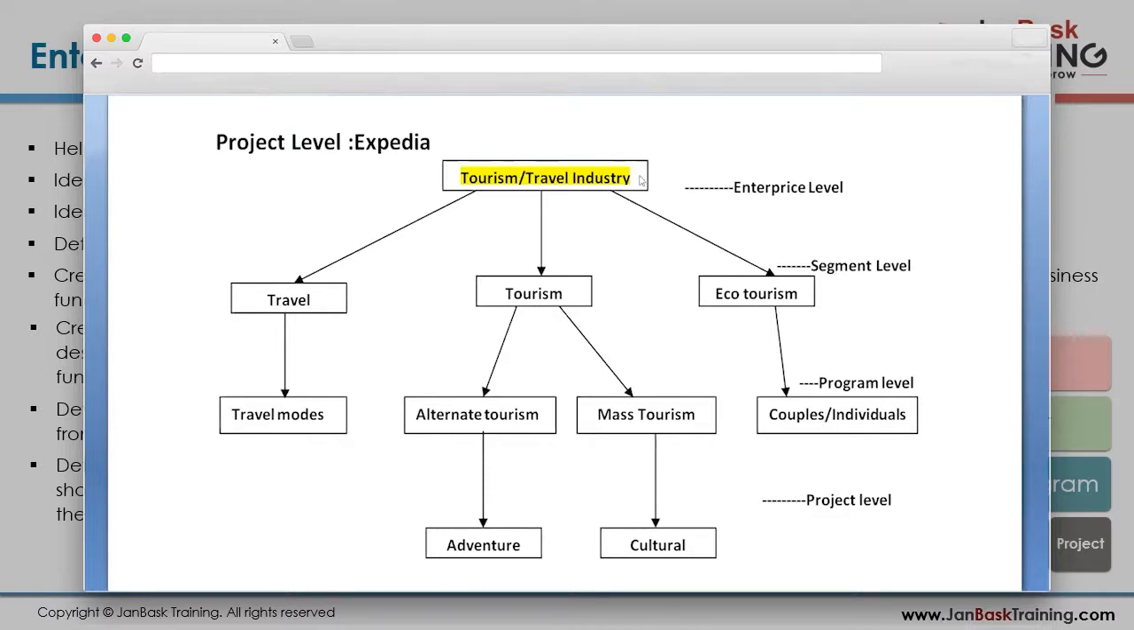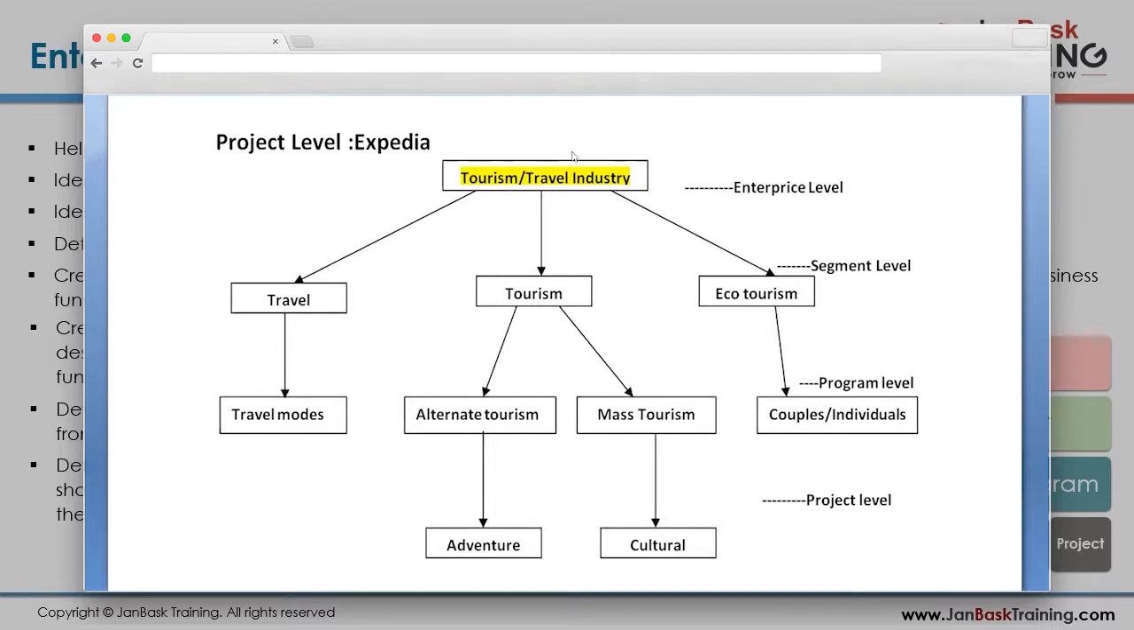So as I've seen, we started with enterprise. Enterprise is further divided into different segment levels: travel, tourism, and ecotourism. That's further divided into program levels: travel, alternate tourism, mass tourism, and individual tourism. And we further moved to the project level. On this project level, you're working on adventure activities, and with the mass you're working on cultural activities.